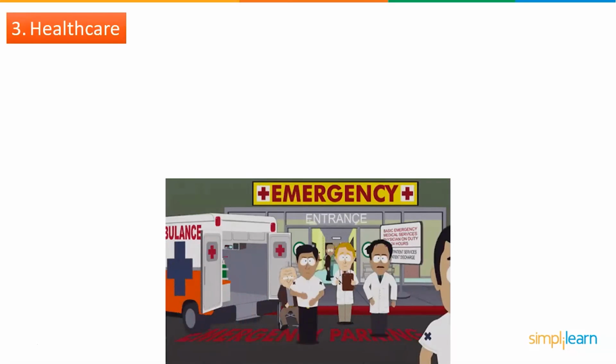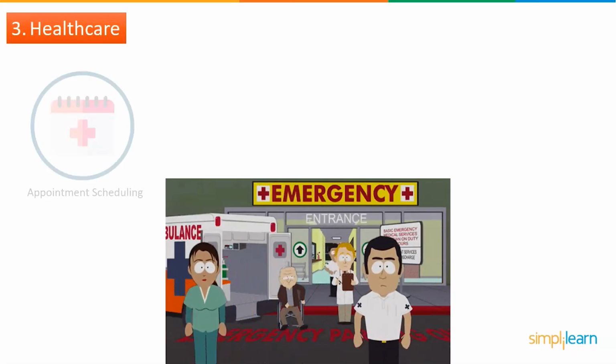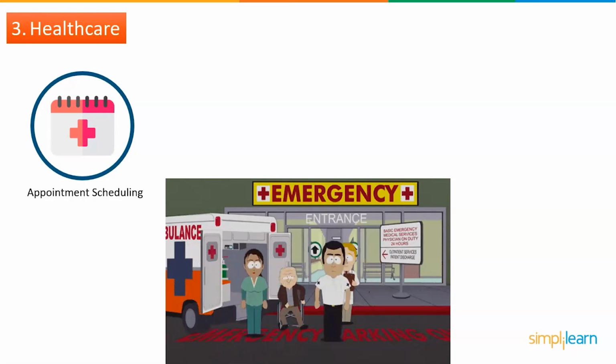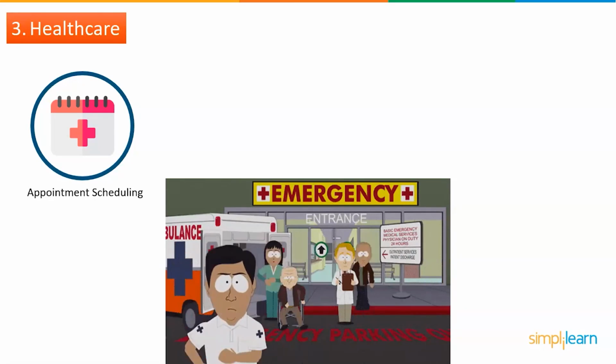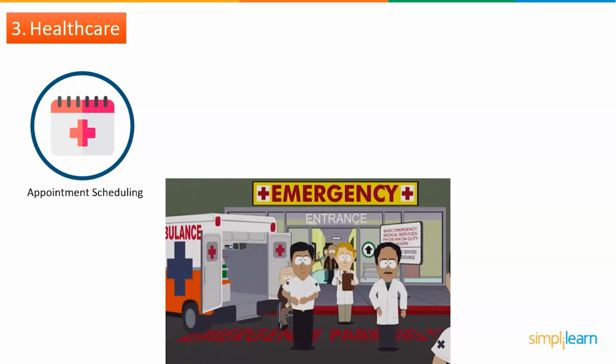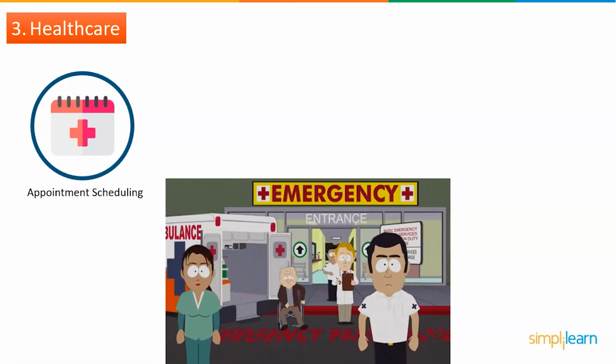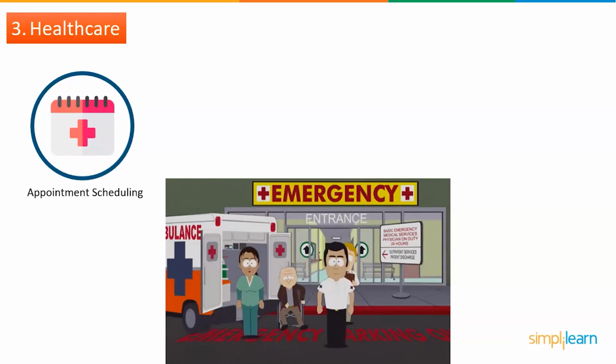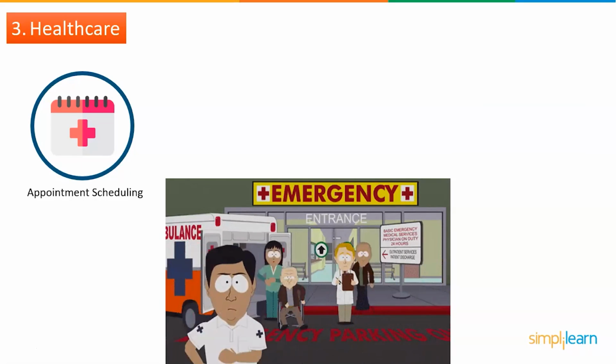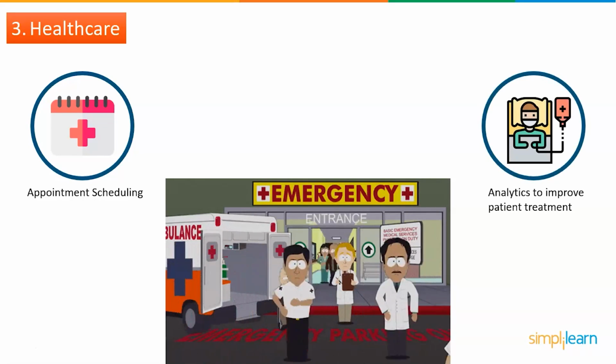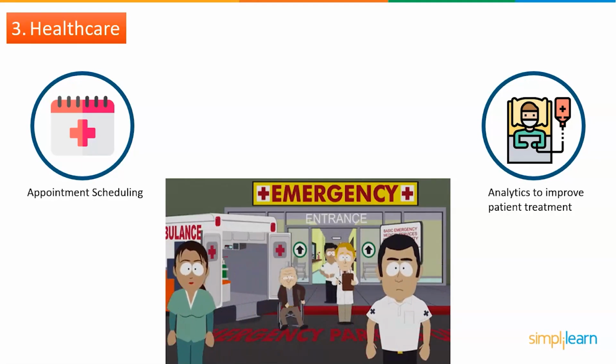Next, it is used in healthcare. In healthcare, it is used for appointment scheduling. The RPA bot makes appointments for patients based on their diagnosis, doctor availability, location, and other factors such as financial statement and insurance details. It is used in supporting analytics to improve patient treatment.